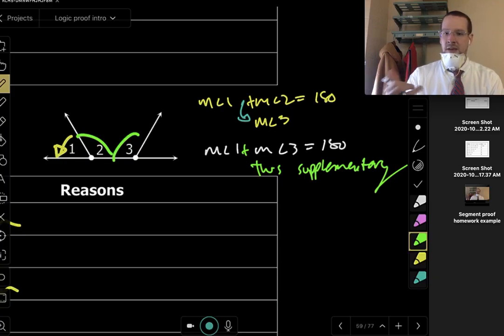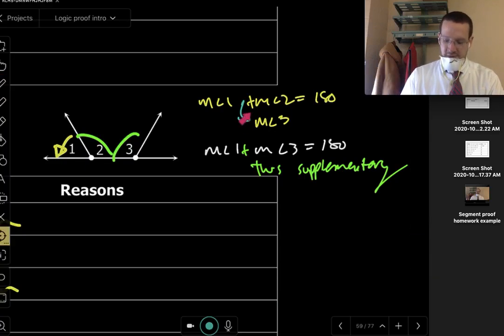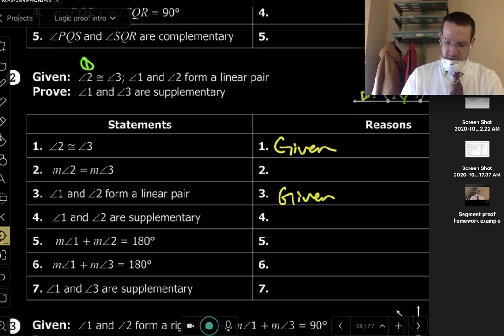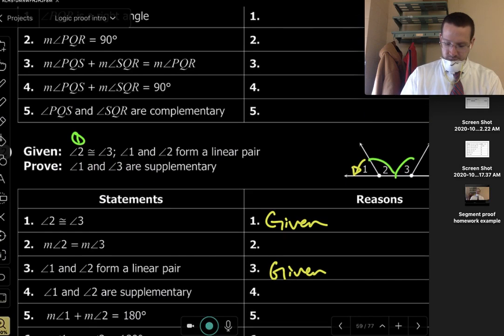Because if 2 and 3 are the same, then 1 plus 3 should also be 180, and thus those two will be supplementary. And in fact, that is what we want to prove. We want to prove that 1 and 3 are supplementary. So that's the idea. Since 1 and 2 are supplementary and 2 and 3 are the same, I'm just going to swap these two and say that 1 and 3 also have to be supplementary.